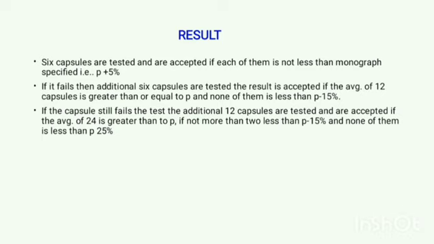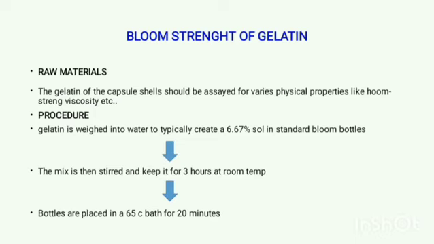If the capsules still fail the test, an additional 12 capsules are tested and are accepted if the average of 24 is greater than or equal to P, if not more than 2 are less than P minus 15%, and none of them is less than P minus 25%.